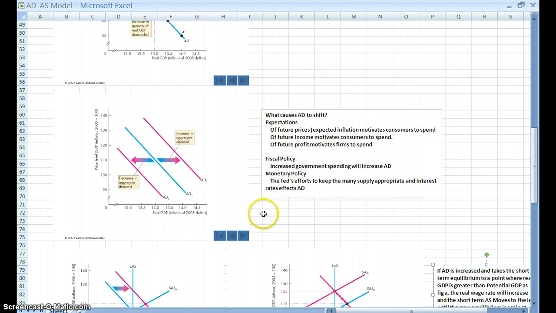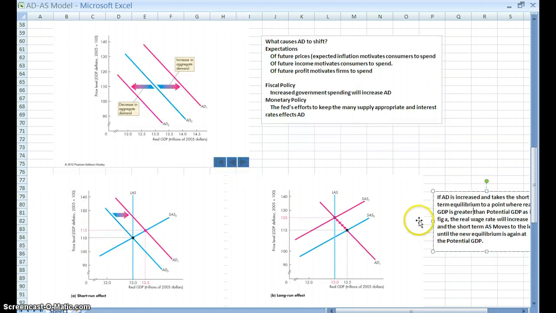But also the government gets involved. Fiscal policy, that's the government spending money. If the government starts spending money, it will increase aggregate demand. Monetary policy, if the Fed keeps interest rates low, if they do the quantitative easing as they are, they're going to drive aggregate demand up. So that's what makes things like aggregate demand and supply change, okay?